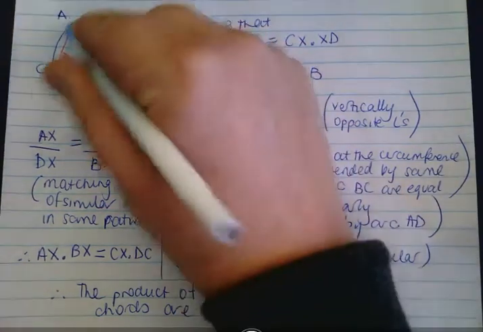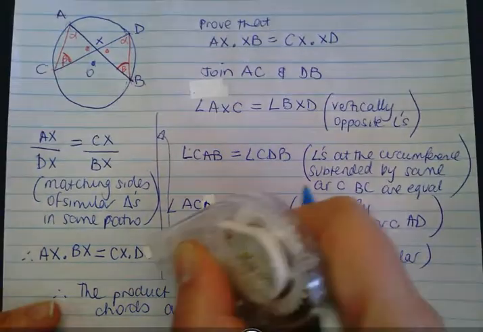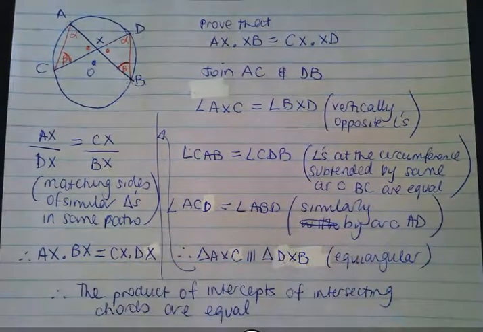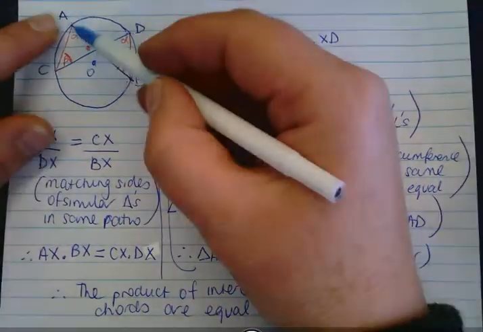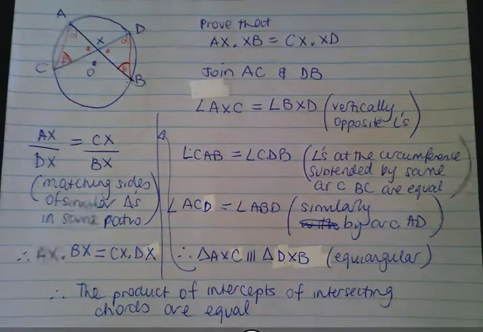Error here: angle ACD equals angle ABD. I think I said the right thing but wrote the wrong thing. AX times BX equals CX times DX. So if you run over it, AX, BX, CX, DX, you won't write the wrong thing like I keep writing the wrong thing. Thank you, girls.